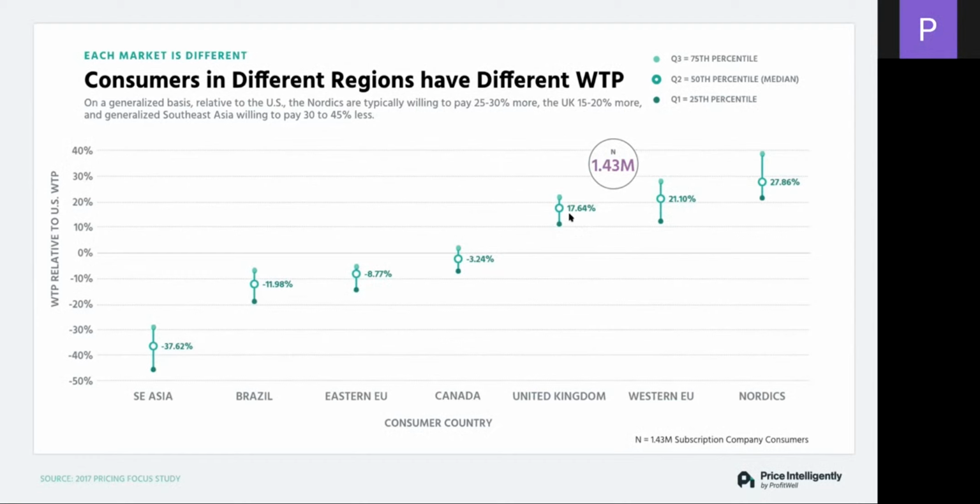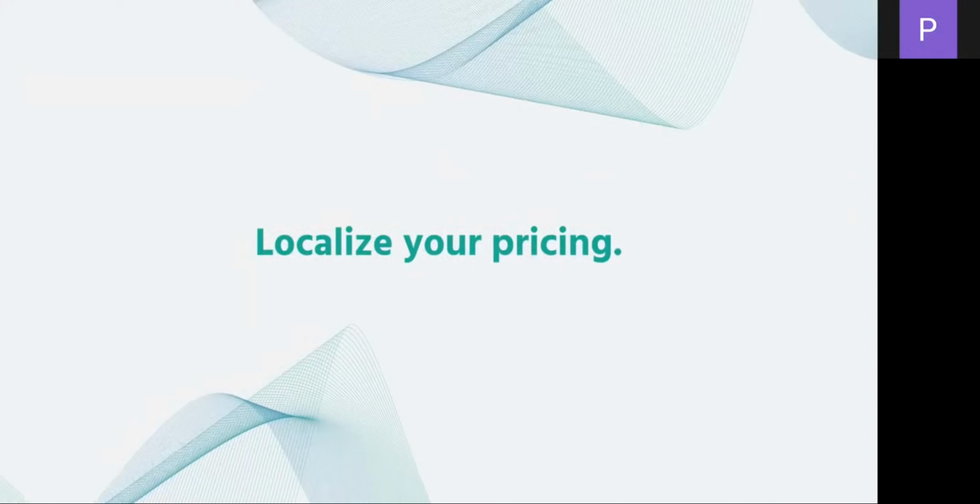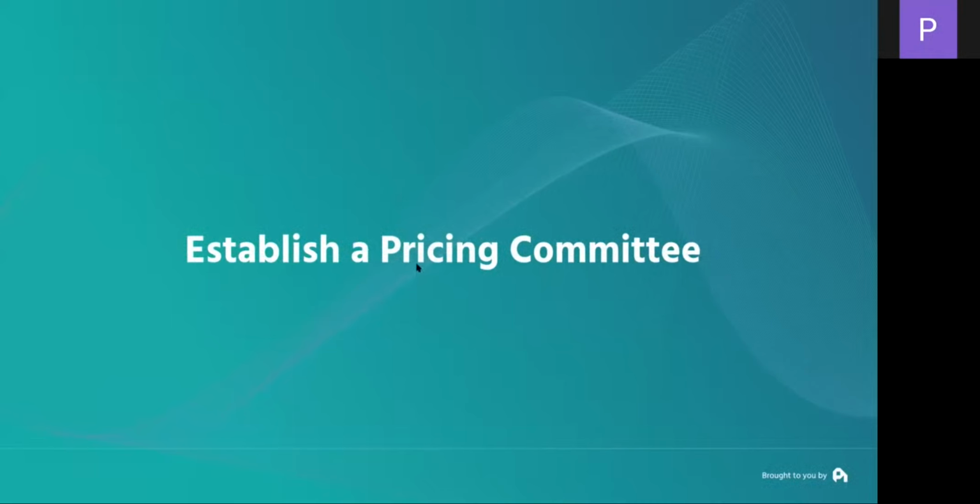But in the UK, about 15, 20% higher. Western Europe, 20% higher. Nordics are always willing to pay the most. I think it's just because of the standard and cost of living there. And then down here, obviously Southeast Asia and Brazil, typically less than what's happening in the US. So localize your pricing. The reason I think this is a really good starter project is because if you think about what you'd have to do to localize, you have to get your billing system in order, these types of things.